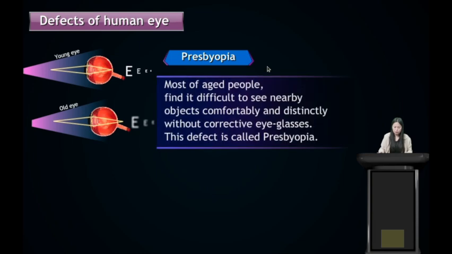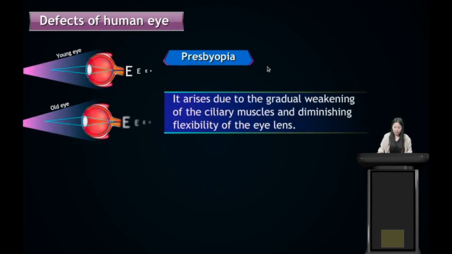Most aged people, old age people, find it difficult to see nearby objects comfortably and distinctly without corrective eyeglasses. This defect is called presbyopia. So this is another defect of the human eye. Presbyopia arises due to the gradual weakening of the ciliary muscles and diminution of flexibility of the eye lens. So this is the reason for presbyopia.